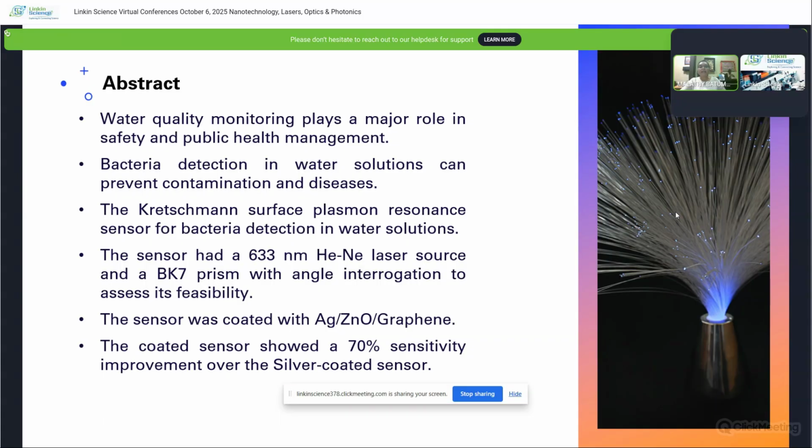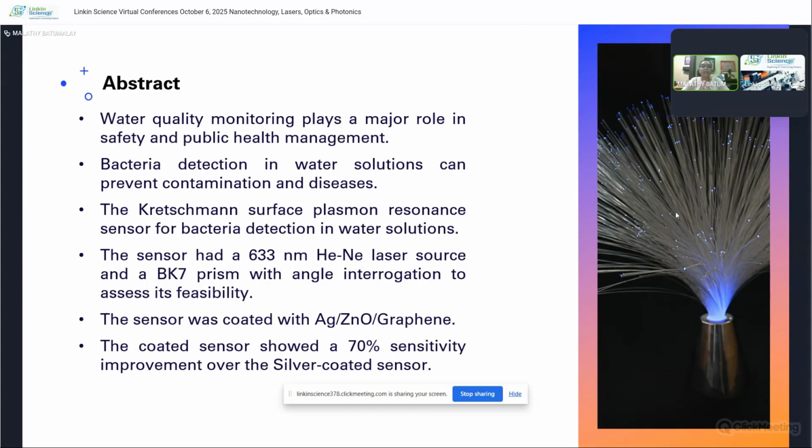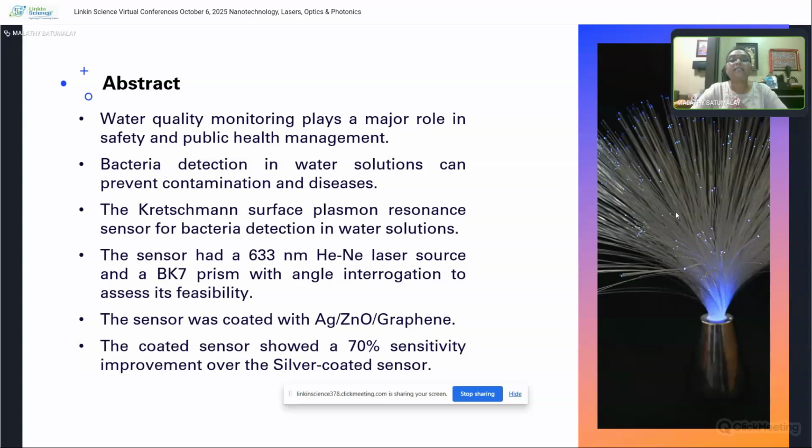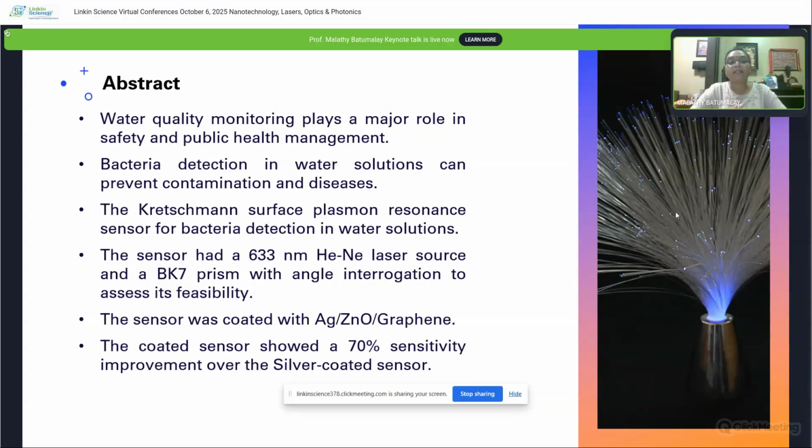My topic here is going to cover the major issues that we are facing today, which is water quality. We are aware that water quality monitoring plays a major role in safety and also in public health management. One of the root causes that affects the water quality is the amount of bacteria in the water solution. So we came up with the idea where bacteria detection in water solution needs to be prevented in order to keep humans away from contamination and diseases.